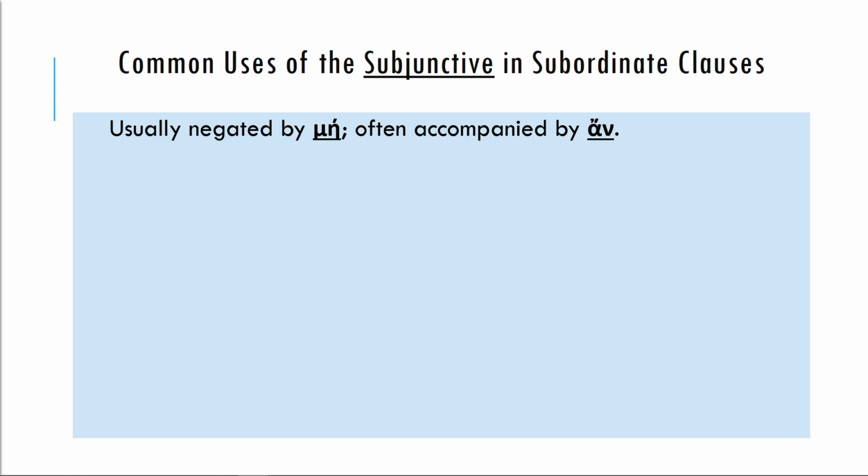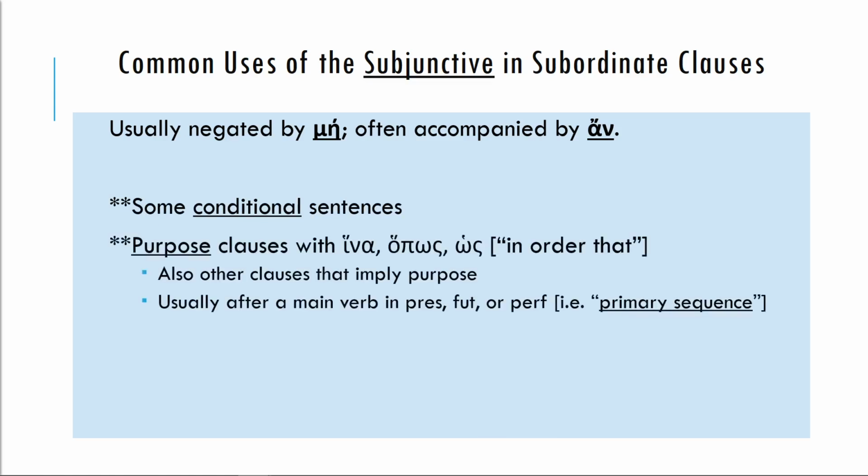And where do we show the subjunctive? Some conditional sentences require the subjunctive, and they will always have the an in them, so you'll know it. Purpose clauses. So clauses when you're trying to say why you're doing something. It's not a real event. It's what you hope to accomplish. So therefore, it's in the subjunctive. Anything that implies some kind of purpose is often in the subjunctive after what we call the primary sequence.